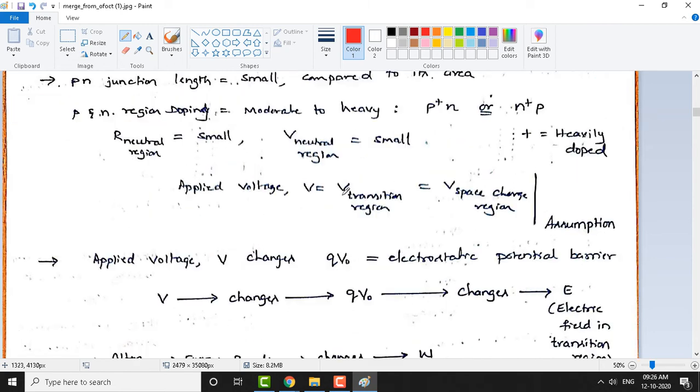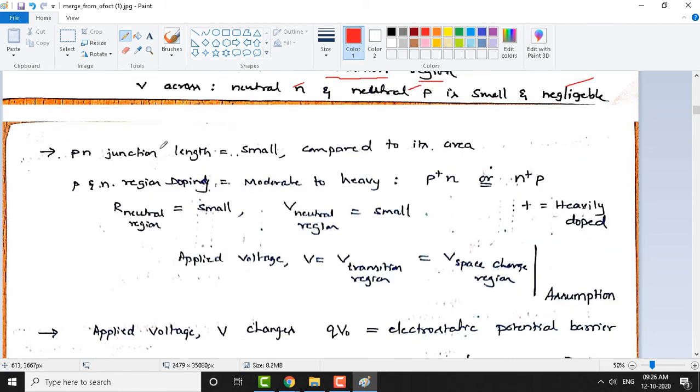Okay, the other aspects of the PN junctions are as follows. The length of the PN junction, whatever we have seen here, though I represent it with a longer length, is in practice very, very small compared to the area of a junction. Usually the length will be small and the area will be larger. So this needs to be considered here.